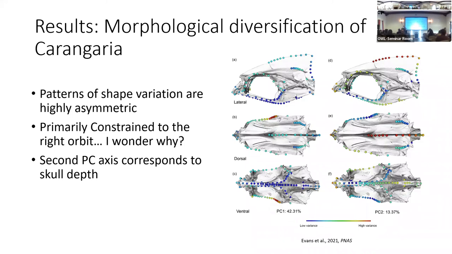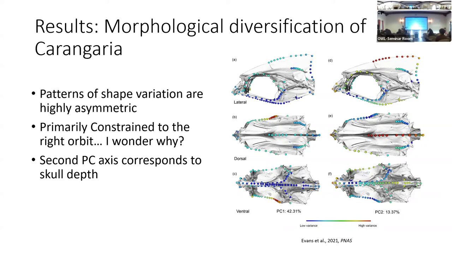So, let's look at some of the results. Here I'm showing you a principal components analysis where I plotted all the landmarks of the skull and colored them by their degree of shape variance. So, red colors correspond to areas with a high degree of variance, and blue colors correspond to areas with low degree of shape variance. So, as you can see, most of the variance is concentrated on the back end of that skull. And there's a reason why.